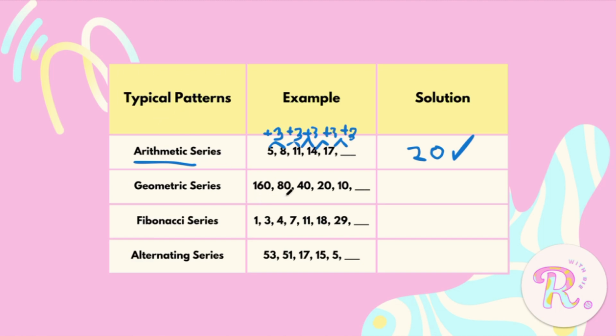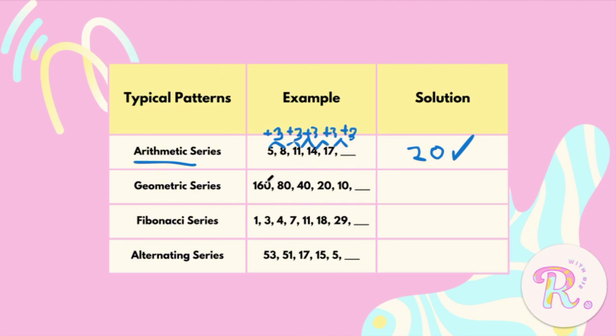It means that each term is either multiplied or divided by a fixed ratio, otherwise known as your common ratio. That means that it could be increasing or decreasing, multiplied or divided. Okay, let's try to solve this one.